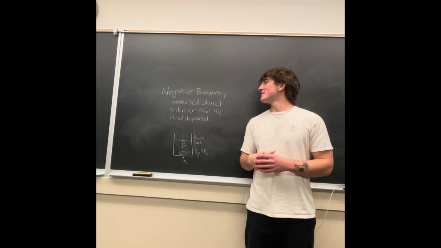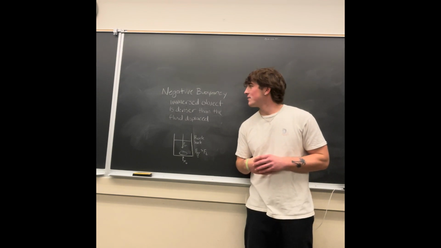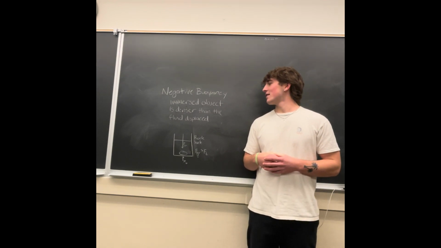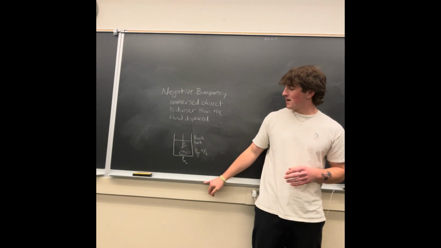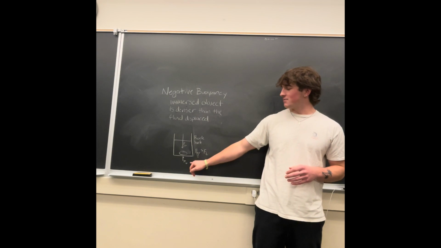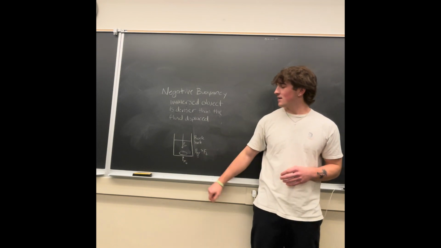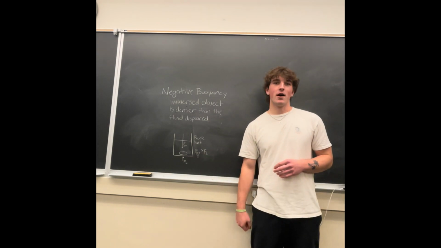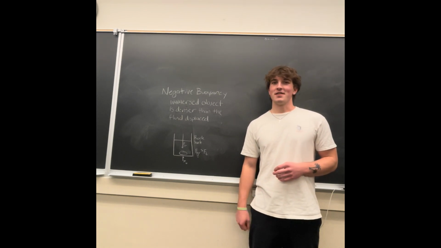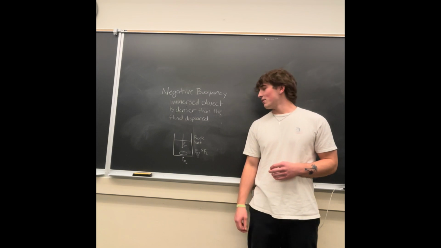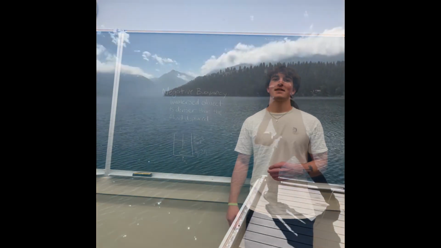Our third case of buoyancy is negative buoyancy, and this happens when an immersed object is denser than the fluid it's displacing. This can mathematically be shown by the gravitational force on the object being greater than the buoyant force. An example of this is when you put a rock in water. The gravitational force on the rock is greater than the buoyant force pushing back, and we end up with rock sink.